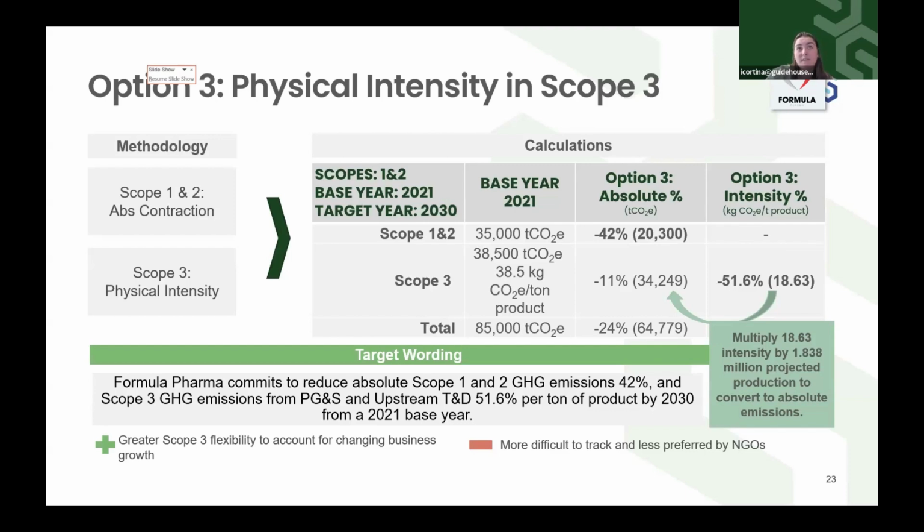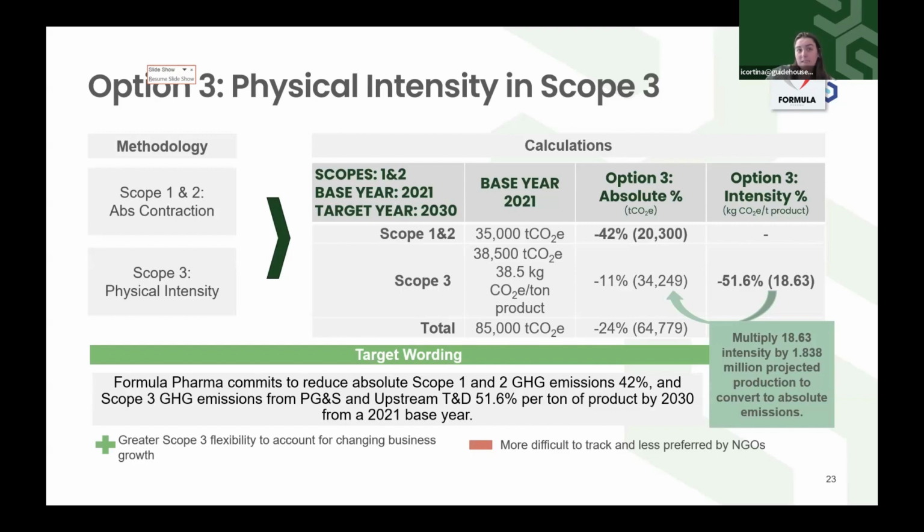If they were to proceed with setting a target with that physical intensity reduction, they would still communicate the intensity percentage, not the absolute percentage, and you can see that language across the bottom here, which shows that they would still reduce absolute scope 1 and 2 emissions by 42%, but for their scope 3 emissions, they have listed a 51.6% reduction per ton of product across the same time frame.